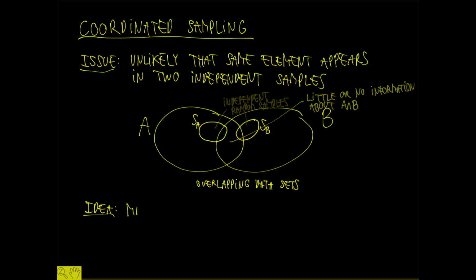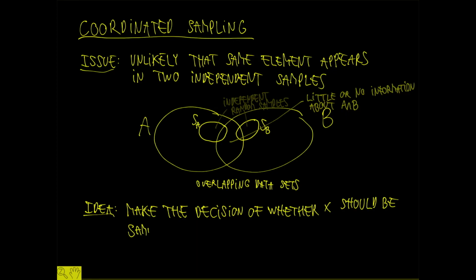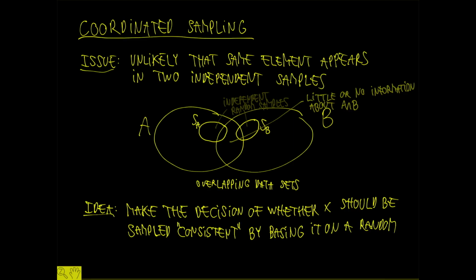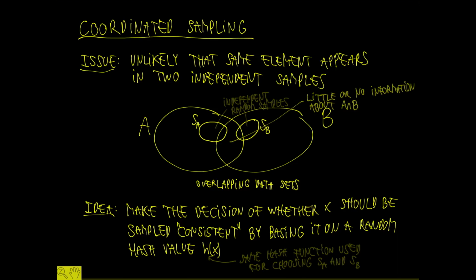The idea behind coordinated sampling is to make the decision of whether to sample an element or not dependent, or coordinated, by basing it not on an independent random choice, but on a random hash value h of x that is the same for every sample that you take. Such samples are also known as consistent samples. Let's denote them by S prime A and S prime B.